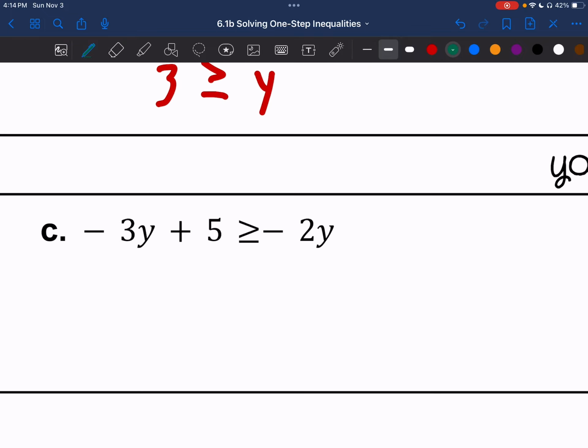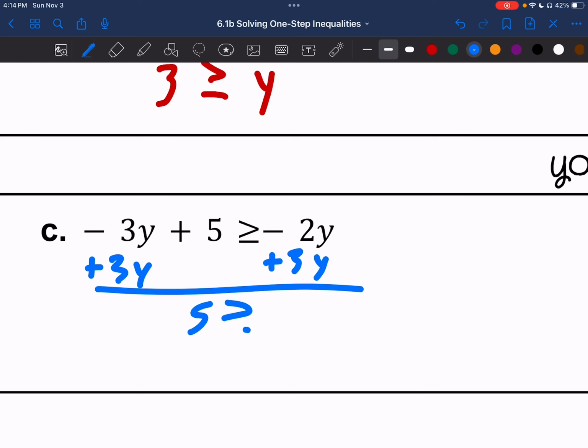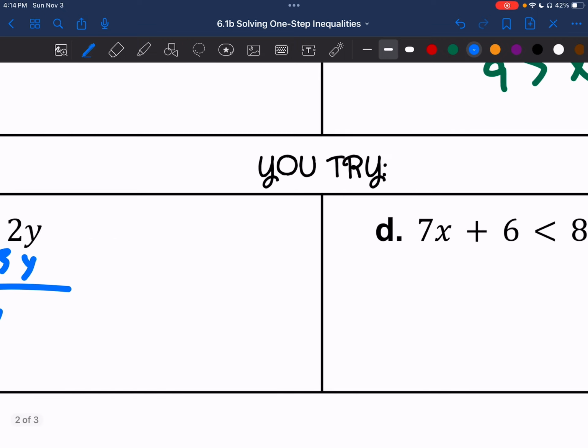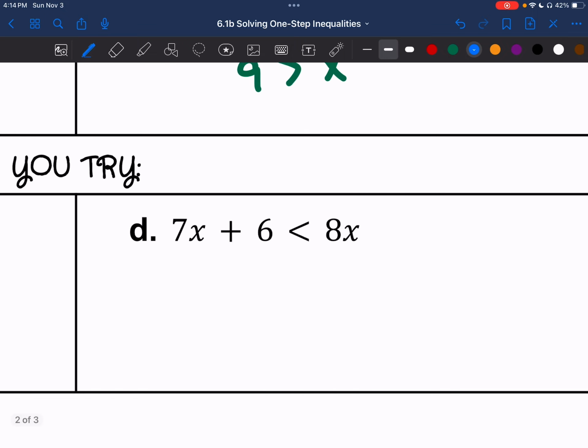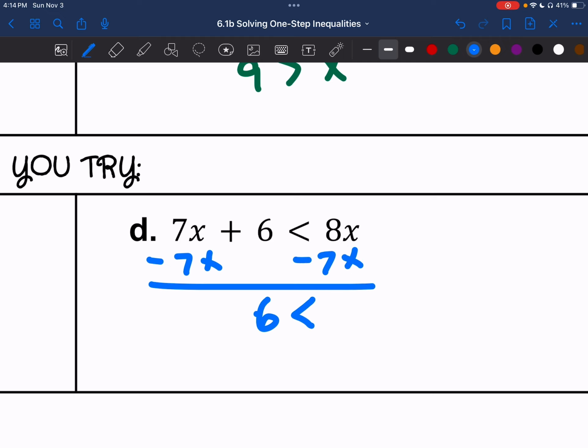All right, letter C. We have negative 3y and we have negative 2y on the right. I'm going to add 3y to both sides. We get 5 is greater than or equal to y. And letter D, I'm going to subtract 7x from both sides, and I get 6 is less than x.